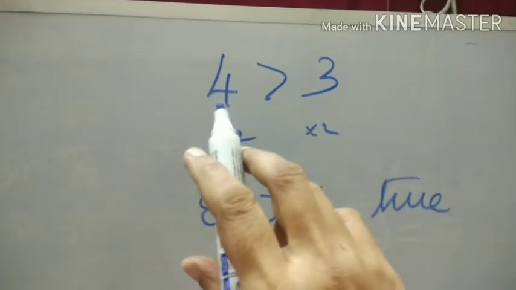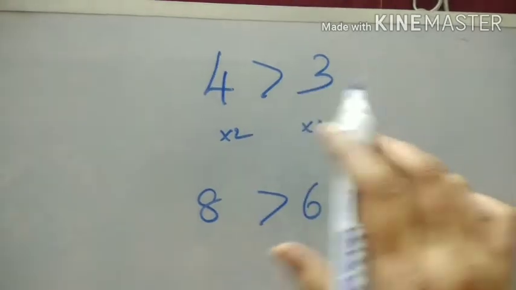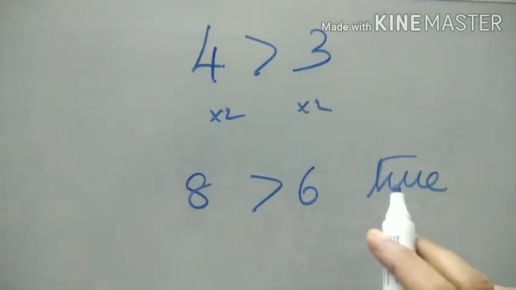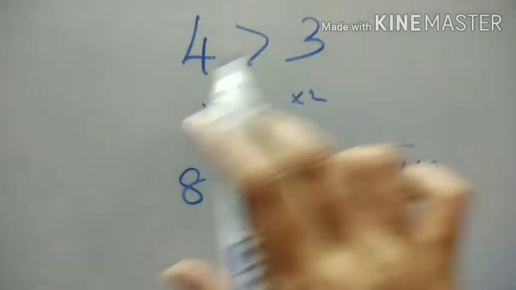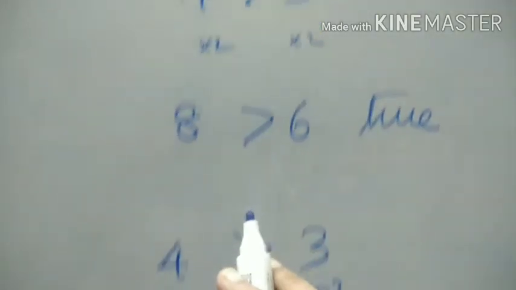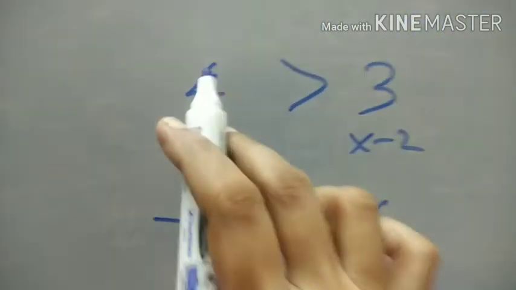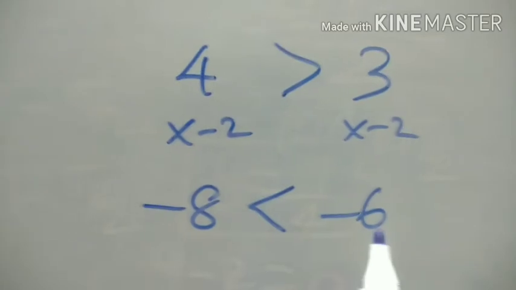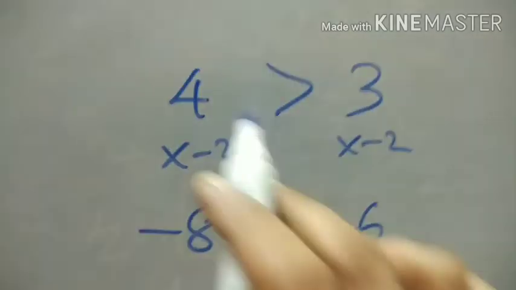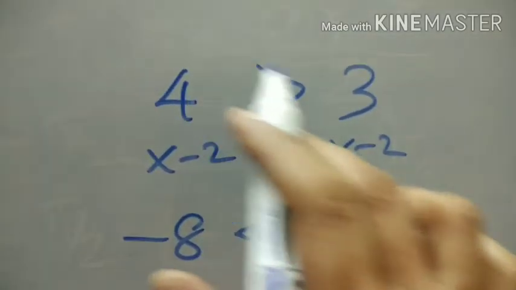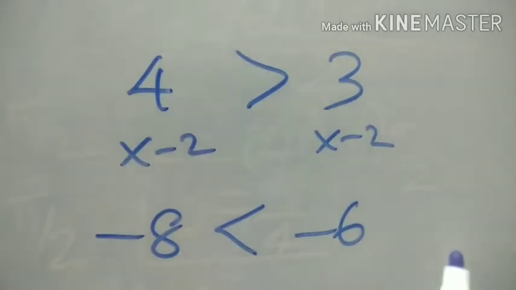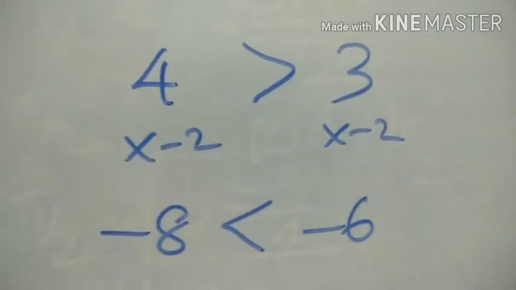For example, 4 is greater than 3, as all of us know. Let us multiply by 2. 4 twos are 8, 3 twos are 6. 8 greater than 6, is it true? Yes. So when I multiply by a positive number, the greater than symbol is retained as it is. But if I multiply by minus 2, here I get minus 8, here I get minus 6. Can I say minus 8 is greater than minus 6? No. Minus 8 is less than minus 6. Whenever I multiply by a negative number, greater than becomes less than. So in inequality problems, ensure that we multiply only by a positive number.